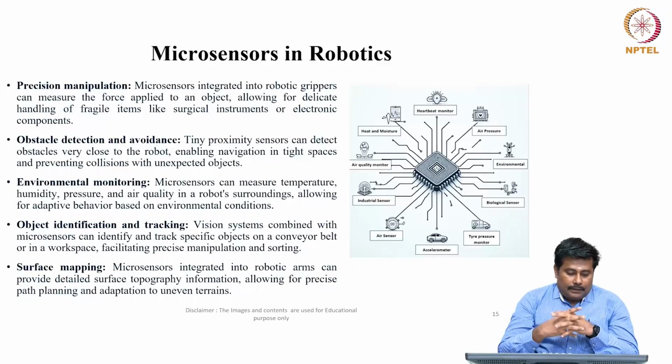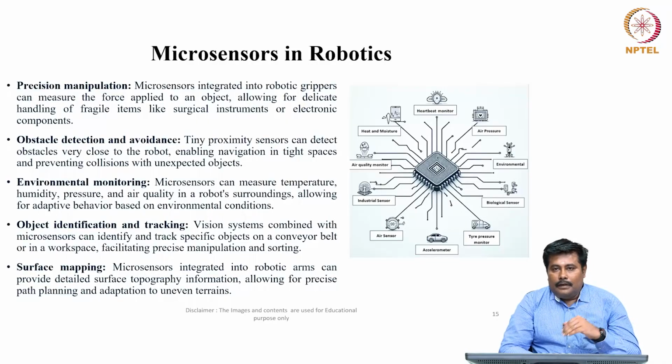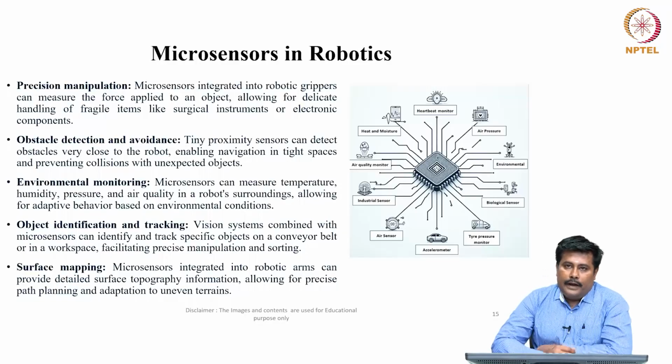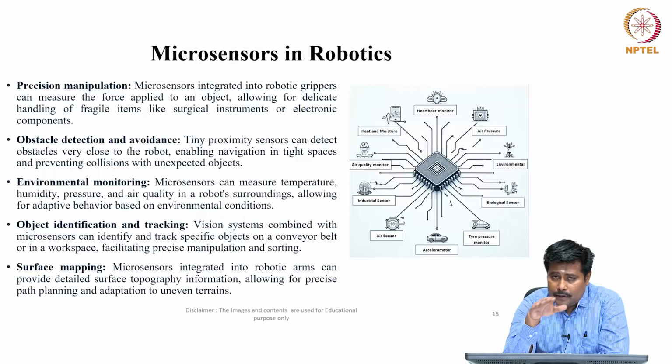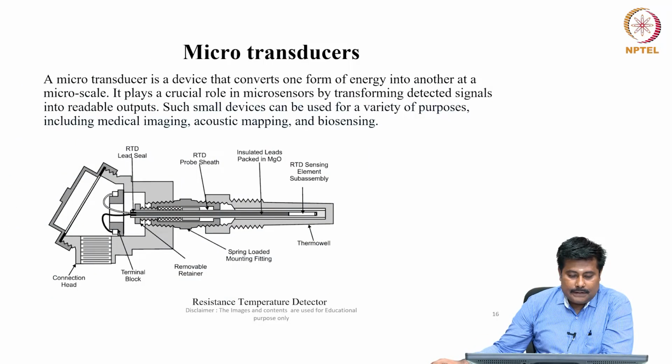Then we have surface mapping. As far as surface mapping is concerned, the microsensors integrated into a robotic arm can provide detailed surface topography information, allowing for precise path planning and adaptation to uneven terrains. Sometimes this can be efficiently used for mapping the overall surface roughness or manipulating the surface roughness based on the requirement or the characteristics.